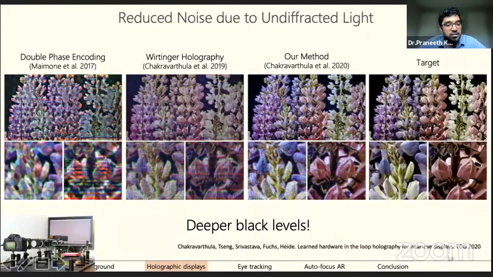So again, here you see images that are coming from the previous methods, and you can see that many errors like these ringing artifacts are eliminated. The black levels, I don't know how bad the compression artifacts are, but you can see that the black levels are absolutely black. And these are pretty difficult images to capture from a hologram.